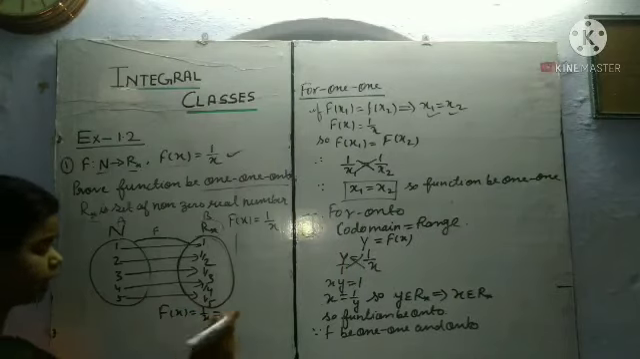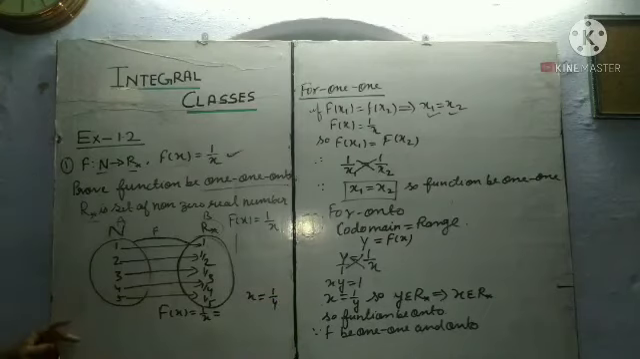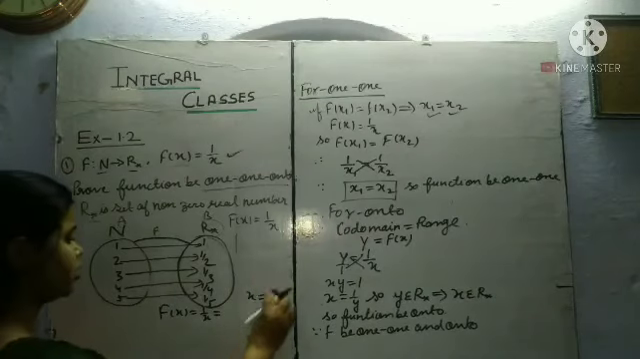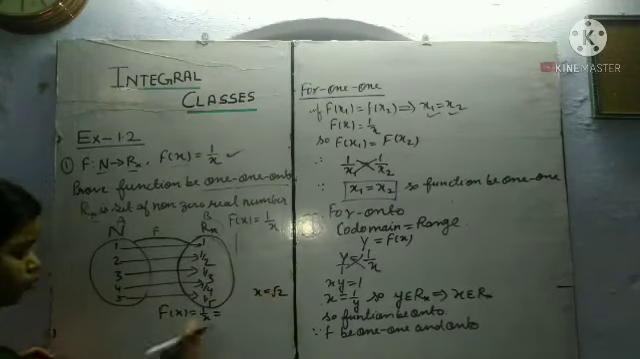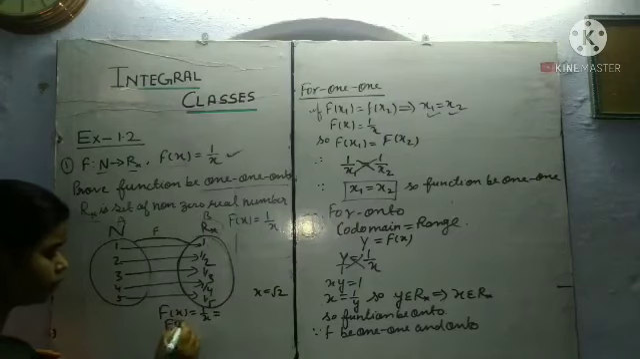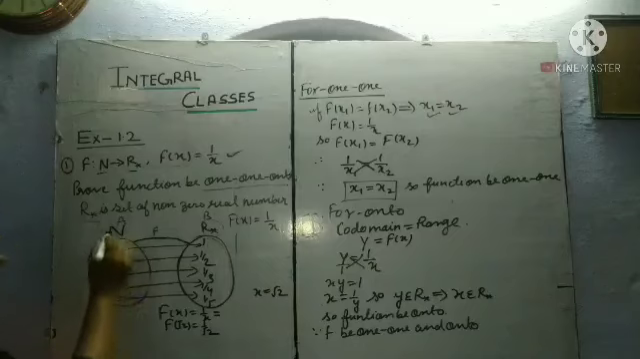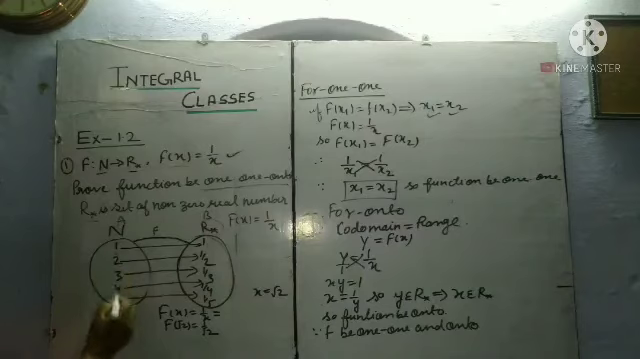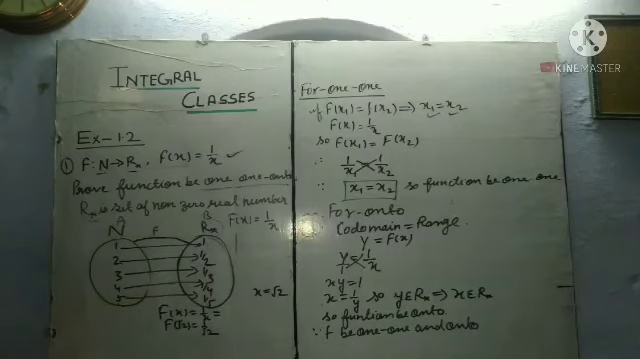Now we will put x equal to 1 by 4. Then we will get the image. And suppose we put x equal to root 2. Then f(root 2) equals 1 upon root 2. As we observe here, set A is a set of natural numbers, and natural numbers contain only positive numbers, not rational or irrational numbers. So this type of function is not onto. So student, it is into.